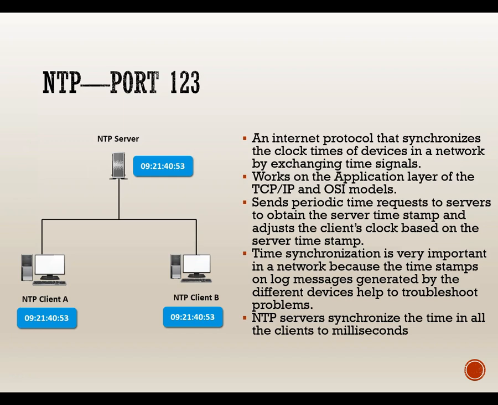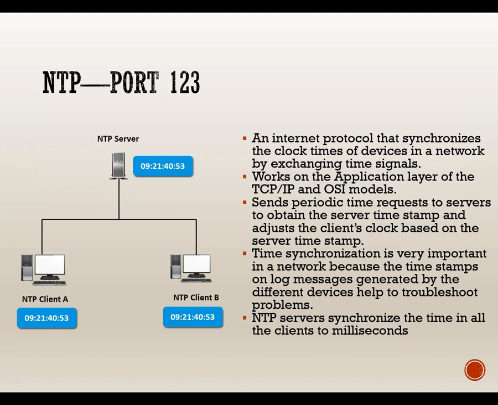So time, NTP, port 123, it's an application layer protocol, synchronizes the clock times on devices in a network by exchanging time signals. We show here an NTP server and an NTP client. Cisco routers can be either. We can configure it as the master so that it gives time to the clients on our network. It would get its synchronization from a quote reliable unquote time source, a master clock on the internet, for instance.